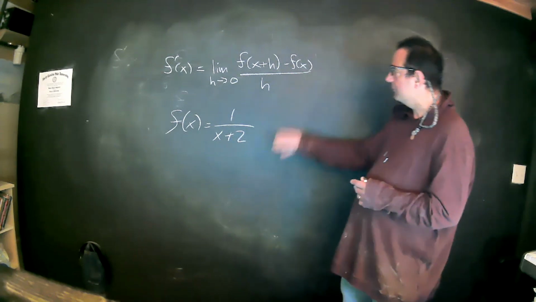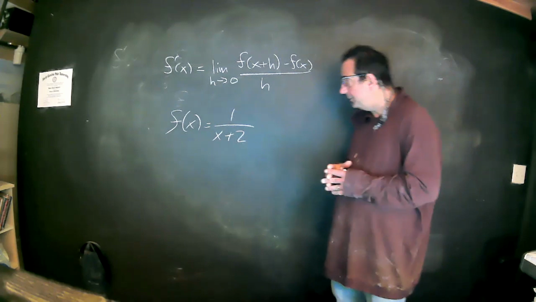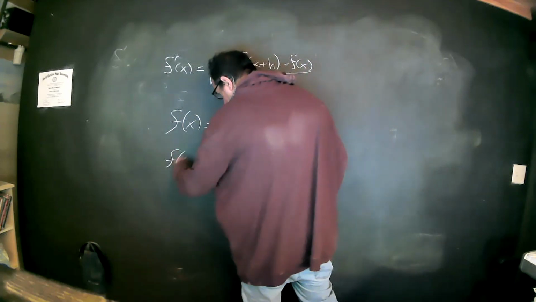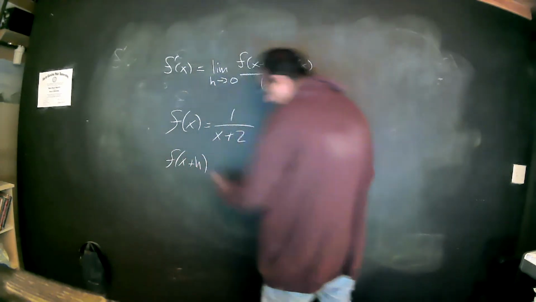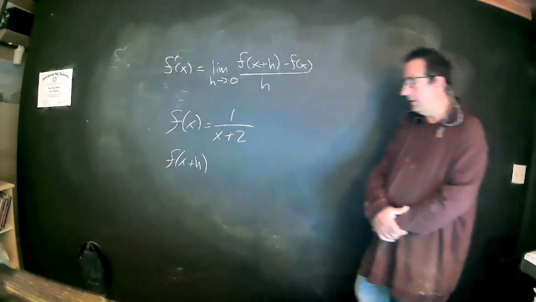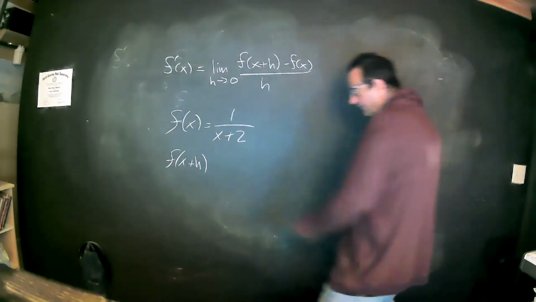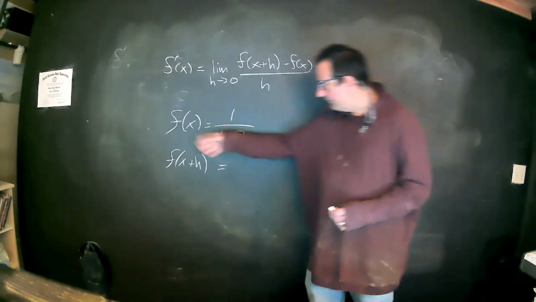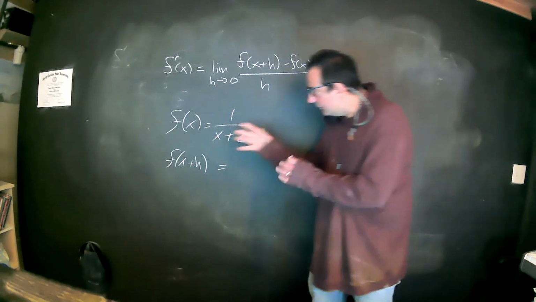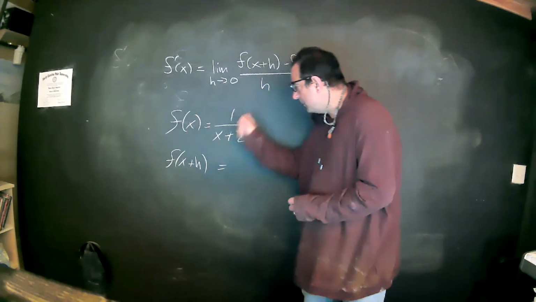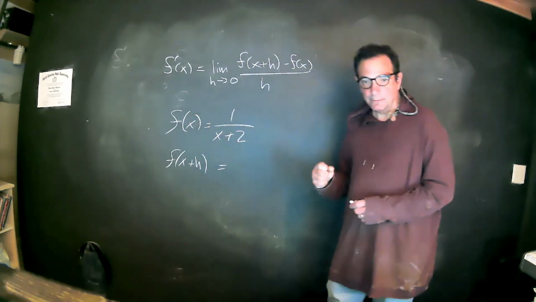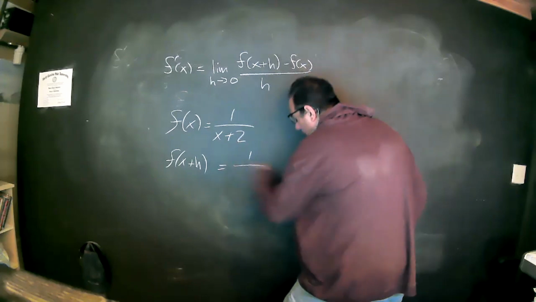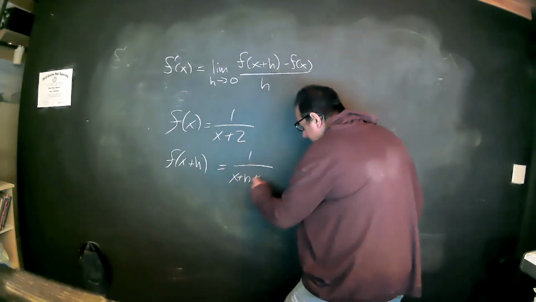Well, we have the first ingredient, f of x. That's good. h is just a singular quantity, but now we need to get f of x plus h, because you can see that's an important ingredient in the numerator. So what is f of x plus h? Well, I like to look at it this way. We have f of x is 1 over x plus 2. So f of stuff would be 1 over stuff plus 2. Thus, f of this stuff, x plus h, is 1 over x plus h plus 2.